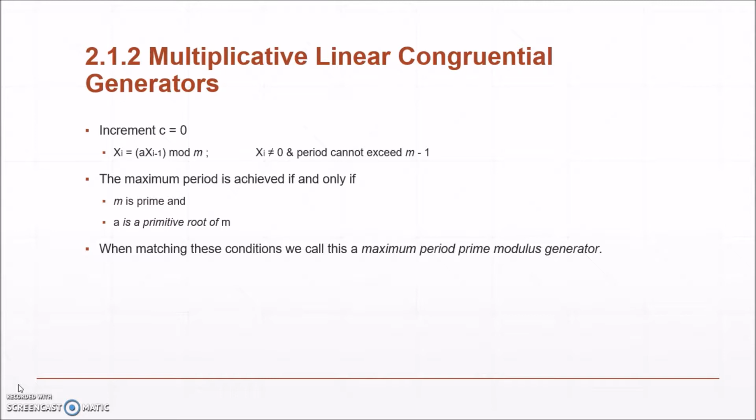This has some conditions with it, though. Your initial x sub 0 cannot be 0, and your period cannot exceed m minus 1. If you want to achieve a maximum period, it happens if and only if m is prime and a is a primitive root of m. When you're matching these conditions, we call this a maximum period prime modulus generator.